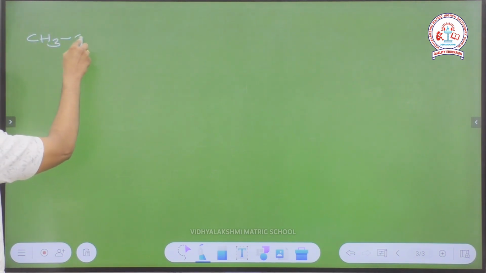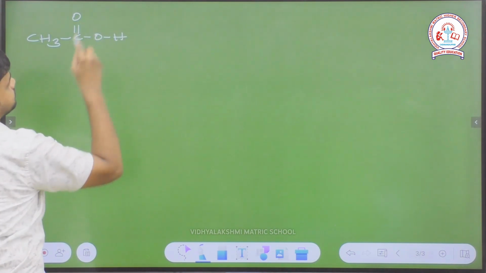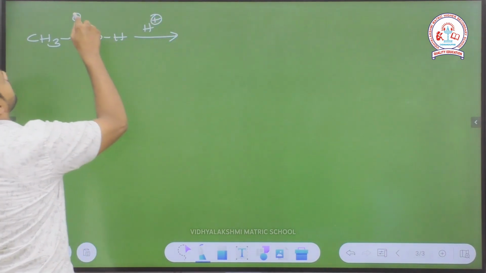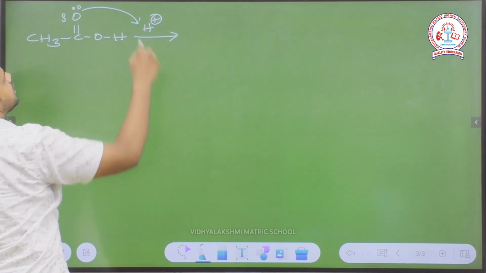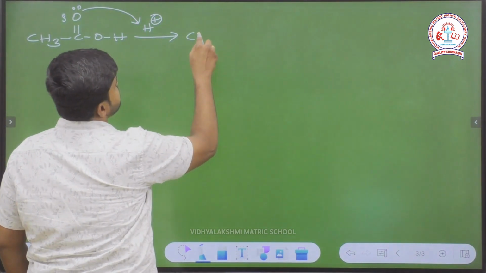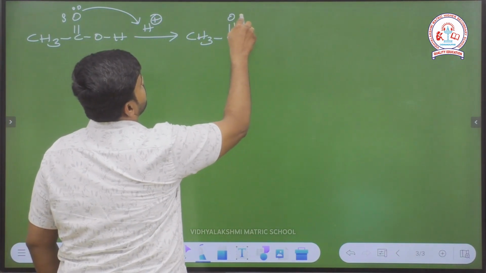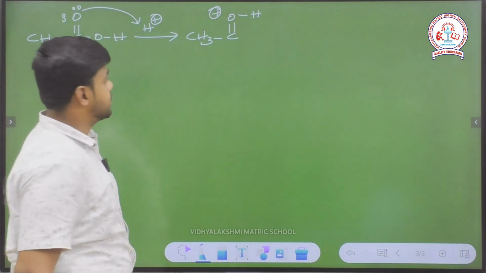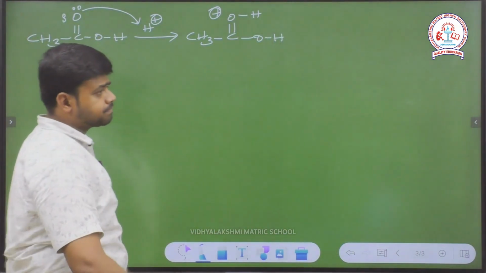First, let me take the carboxylic acid, CH3COOH. Since the reaction is done in the presence of an acid, the lone pair of electrons over the oxygen will be donated to the hydrogen, thereby a new bond is formed between oxygen and hydrogen. So CH3C=OH. Since oxygen has donated an electron, we will get a charge of plus over it, and again we have got OH. So this is the very first step.